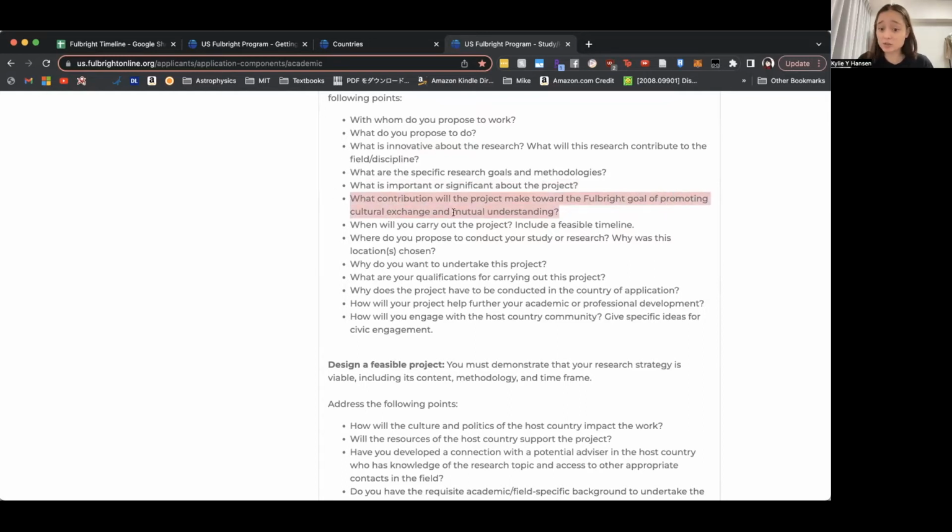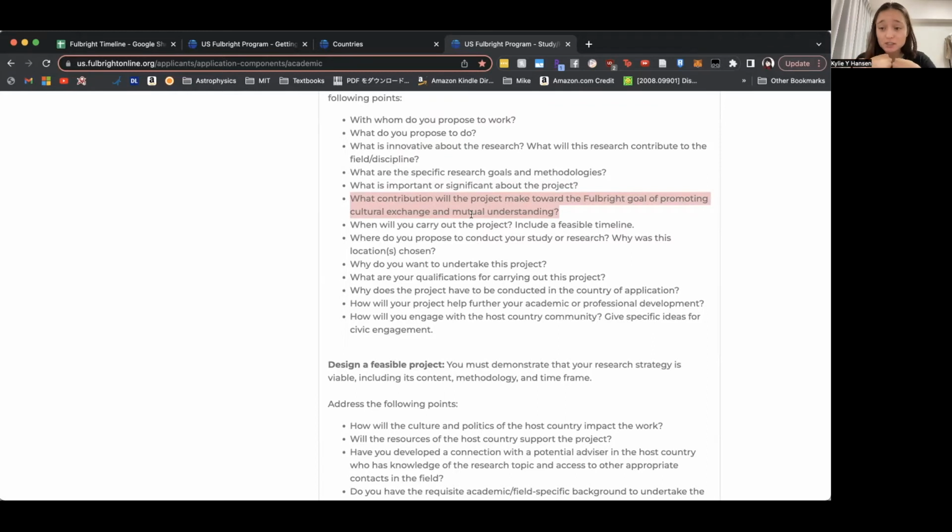What contribution will the project make towards the Fulbright goal of promoting cultural exchange and mutual understanding? So this one I think was especially important for Japan, but I'm not sure about other countries. I'm sure it's important for other countries too, but Japan really emphasized this. What about your project will foster the connection between the two countries? Specifically on the Japan website, it said that you need to emphasize this connection between Japan and America.